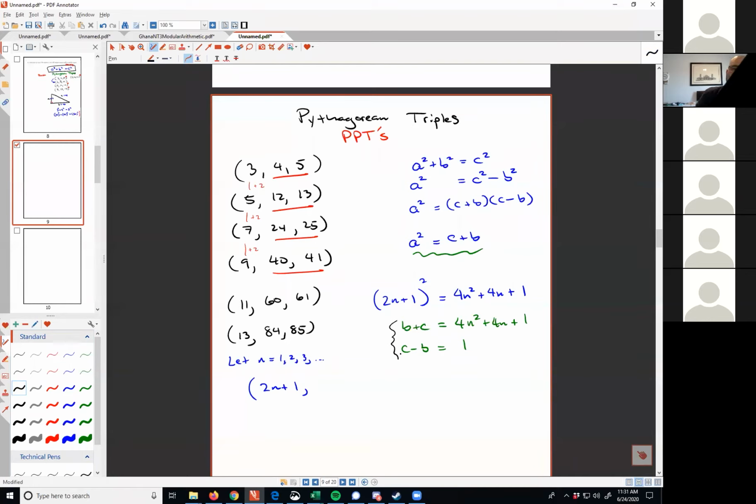What if we add these two equations together? What do we get? 4n squared plus 4n plus 2. Okay. So what is C? C is equal to 2n squared plus 2n plus 1. That's right. And if B is 1 less than C, what is B? 2n squared plus 2n.